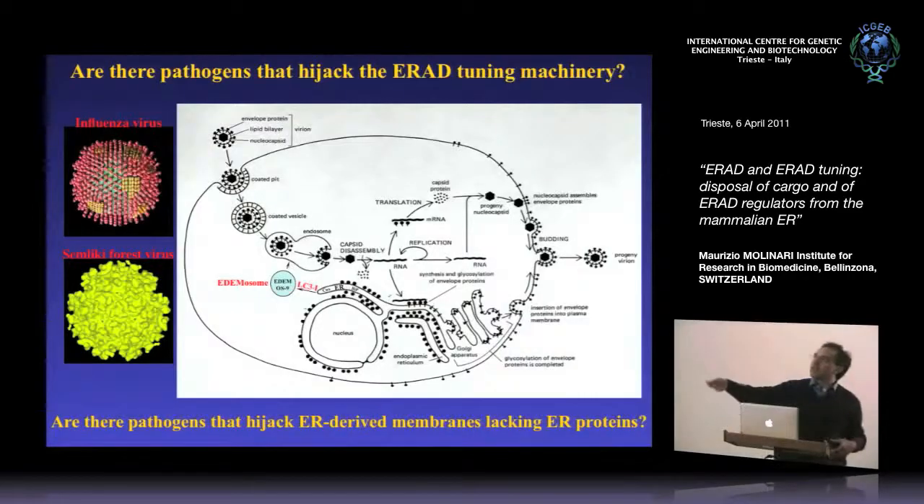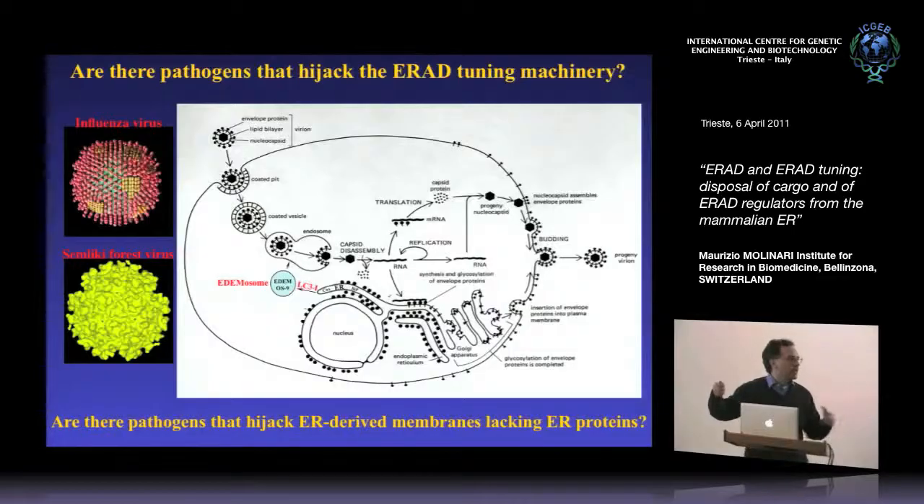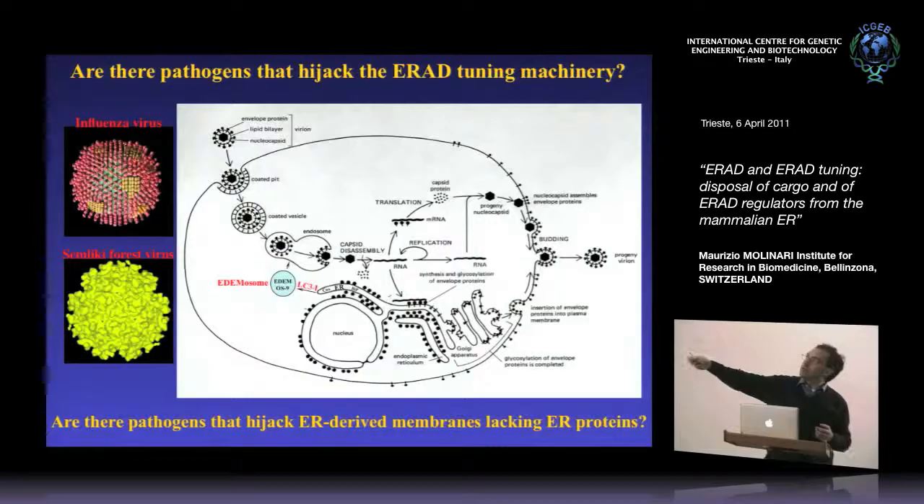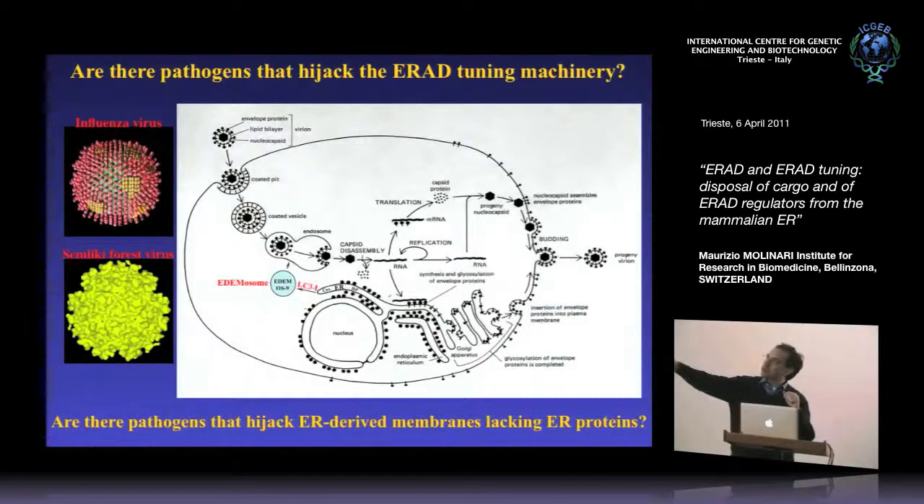So for example, if you take influenza virus or Semliki, an alphavirus, they bind to receptors, and then to deliver their genetic material into the infected cells, they exploit the endocytic pathway, not only to enter into the cell, but also because they find here an acidic pH that changes the conformation of the spike proteins, of this protein at the surface of the virus.